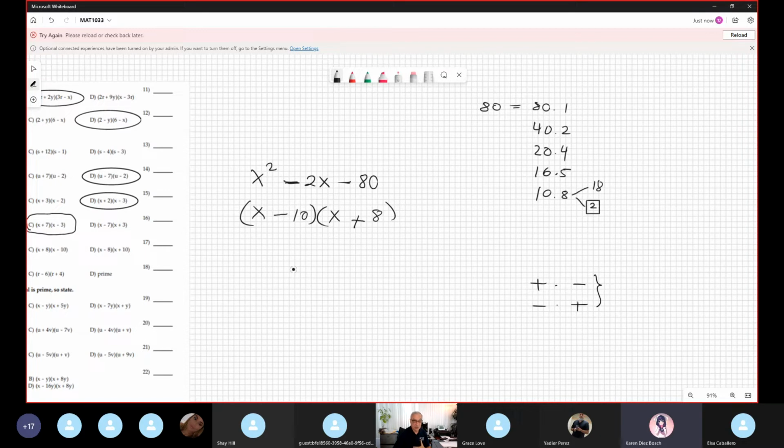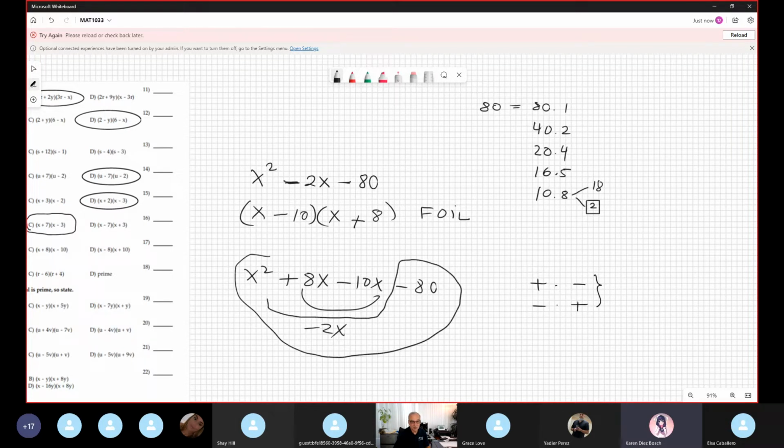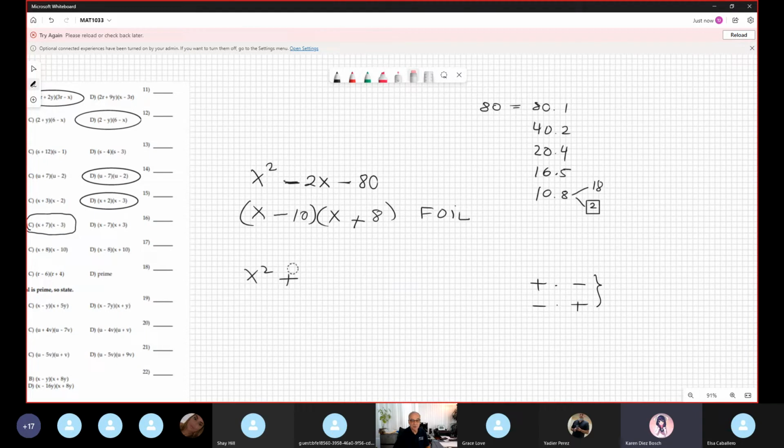No, never. I fail to verify. Okay, our factorization works. X times x is x squared. 8 times x is positive 8x, minus 10x, the multiplication of the innermost terms, and minus 80. When you combine that part, because it's the opposite sign, it's minus 2x. So our trinomial is x squared minus 2x minus 80, exactly like the original. Therefore, everything is okay so far. Therefore, this is my final answer.